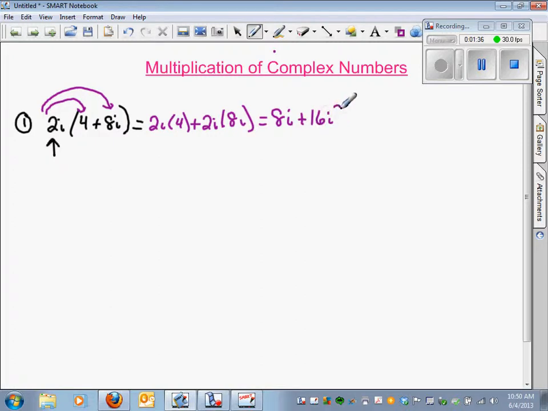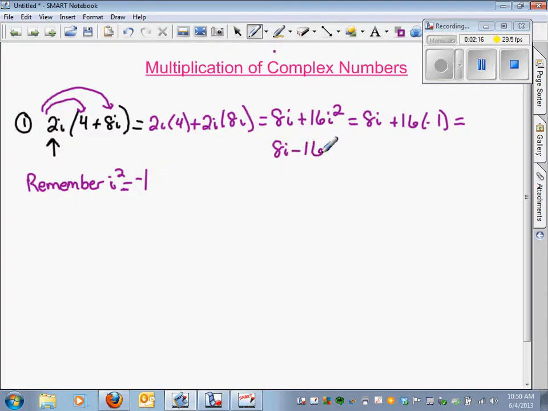16i squared. Now here's where we have to remember that i squared can be written in a simpler form. i squared is the equivalent of negative 1. This is something you have to remember because we will be using it frequently. So anytime we see i squared, we want to replace it with negative 1 because it's much simpler. So this is 8i plus 16 times negative 1. But we all know that 16 times negative 1 is simply negative 16. So if I have a choice, I'm going to write this simpler. 8i minus 16.